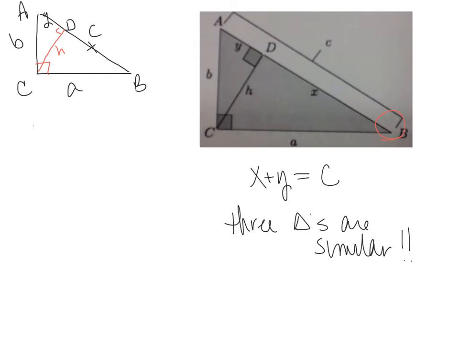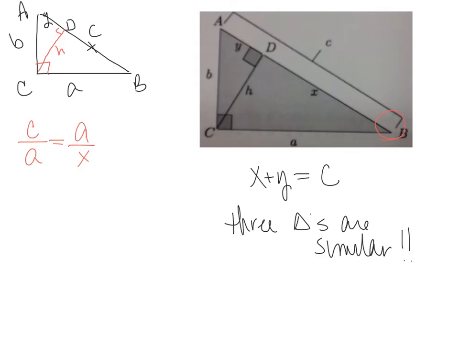So the ratios we've used are C over A equals A over X. So big triangle, the big hypotenuse over hypotenuse equals hypotenuse over the long leg. So hypotenuse over hypotenuse, which is also the long leg of the big triangle. So big triangle hypotenuse over small triangle hypotenuse, which is also the big triangle leg, equals leg over leg.